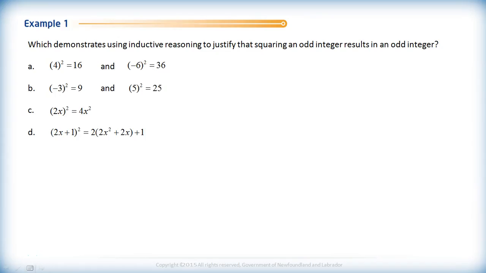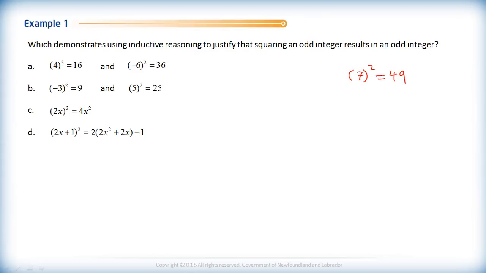Okay, first one says, which demonstrates using inductive reasoning to justify that squaring an odd integer results in an odd integer? Okay, so let's think about what that means. Squaring an odd integer. So let's just write one over on the side to get our heads around this. So pick an odd integer, I don't know, 7, and square it, and it gives us 49.